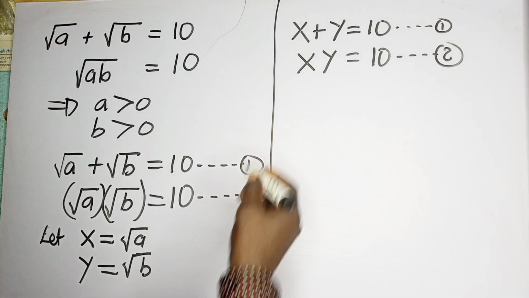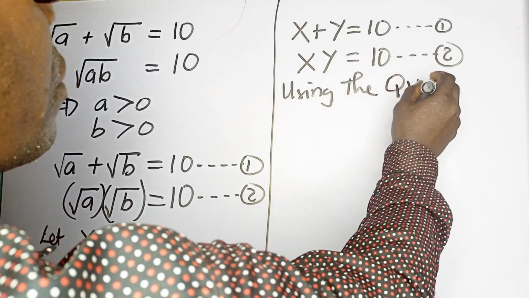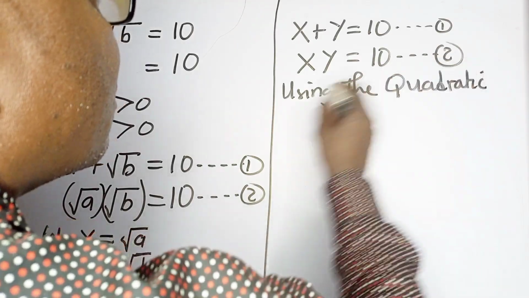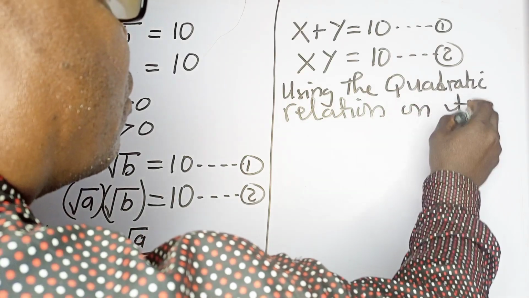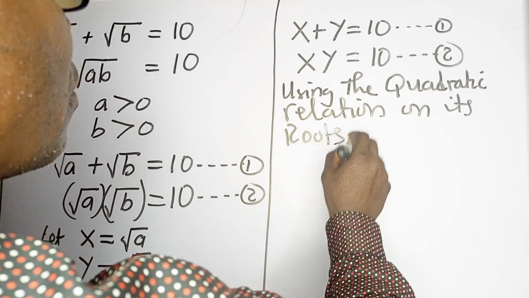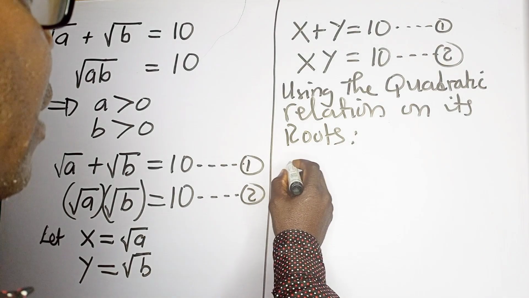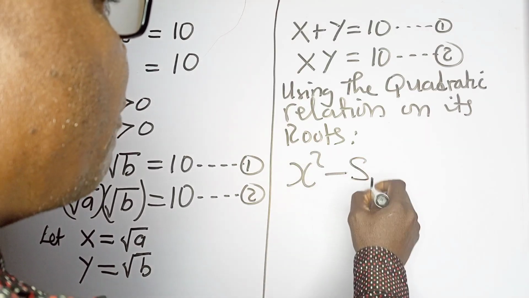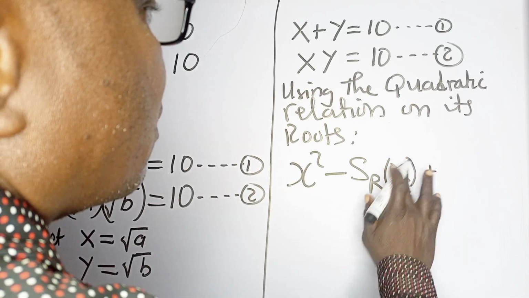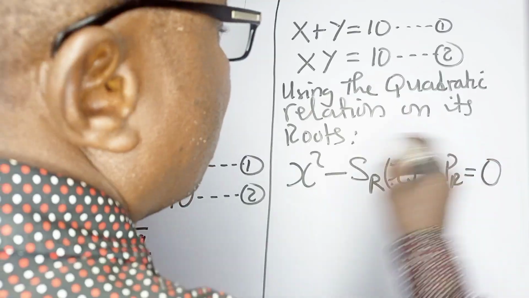Now we want to use the quadratic relation on its roots. We are using this because this has the same nature as any quadratic equation. The general quadratic equation that we know in terms of x will be x squared minus sum of roots multiplied by x plus product of roots is equal to 0.